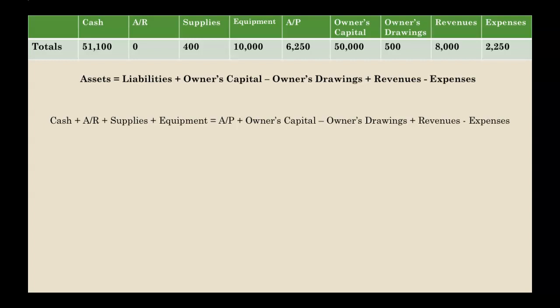Now we can start filling in our balances. So 51,100 plus 0 plus 400 plus 10,000. Those are all of our assets. That needs to equal our accounts payable of 6,250 plus our owner's capital of 50,000 minus owner's drawings of 500 plus revenues of 8,000 minus expenses of 2,250. When you do all of that math, you'll see that each side of your accounting equation equals 61,500.